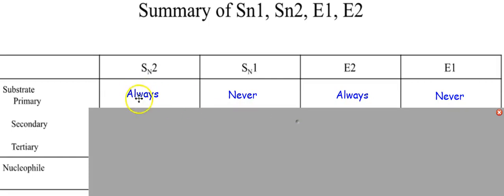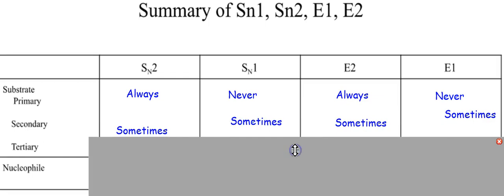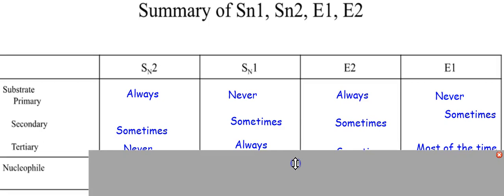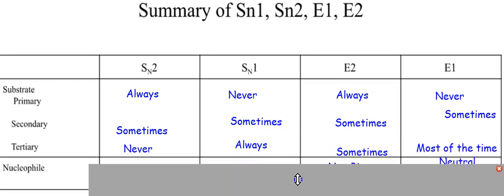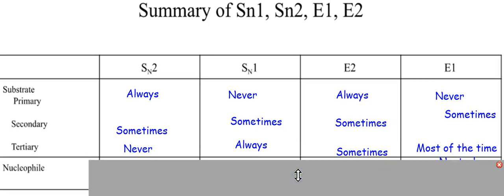So what about primaries? You'll see always your twos, never your ones. Here's the problem of secondaries. They're all sometimes. We talked about that in the last video, how you get all four of them if you have a secondary. Then you have to look at your other parts like your nucleophile or your temperature. And then here's your tertiary. You have never and always. It's pretty cut and dry for your SN1 and SN2. Your E1s and E2s, like I tried to show you last time, are maybe a little bit more of a gray area.